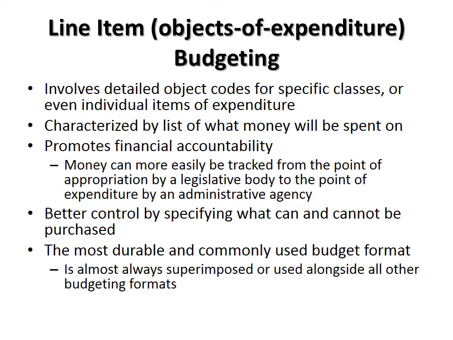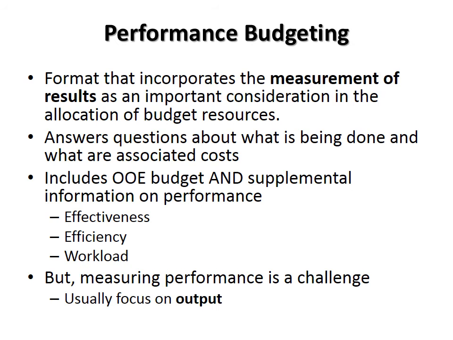The focus on financial accountability makes it more difficult for money intended to build a bridge, for example, to be used to build a community center or to make other types of projects. On the other hand, the disadvantage is that the line item budget does not address the issues of efficiency, effectiveness, of policy priorities and programming priorities that are important to governments.